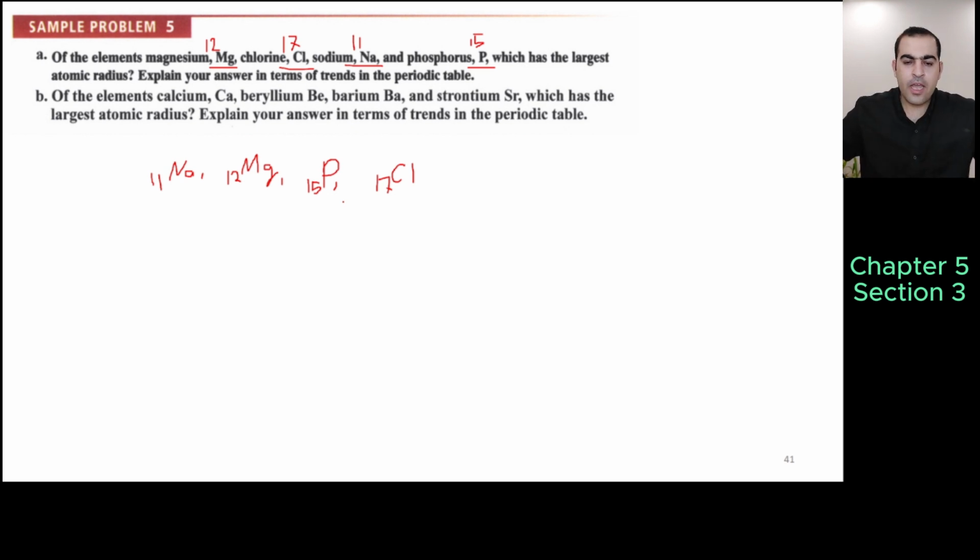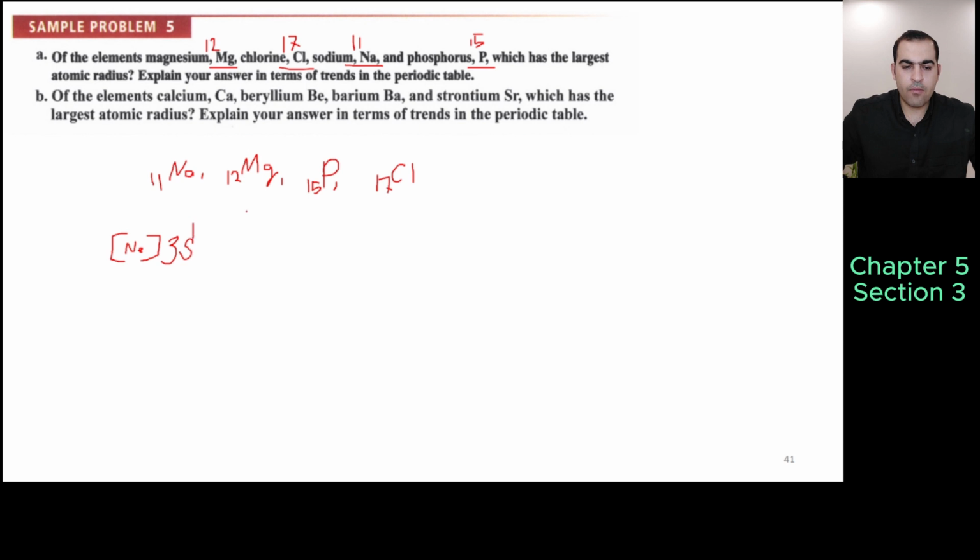Now, you must know whether they're in the same period or the same group. How do I know? I give you the atomic number. From this, you can find the period and group. For sodium, use noble gas notation. You can write the electron configuration. Neon is 10. Then what comes?